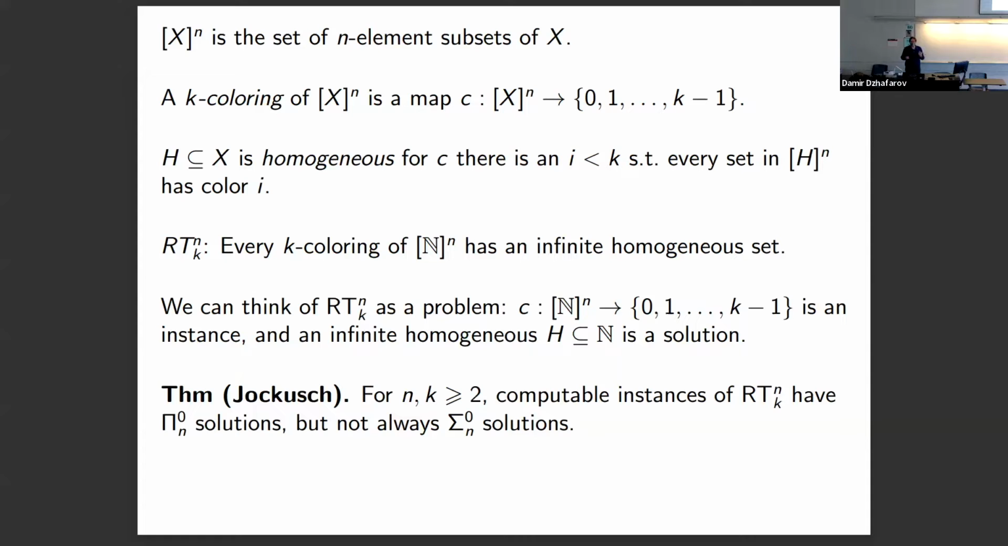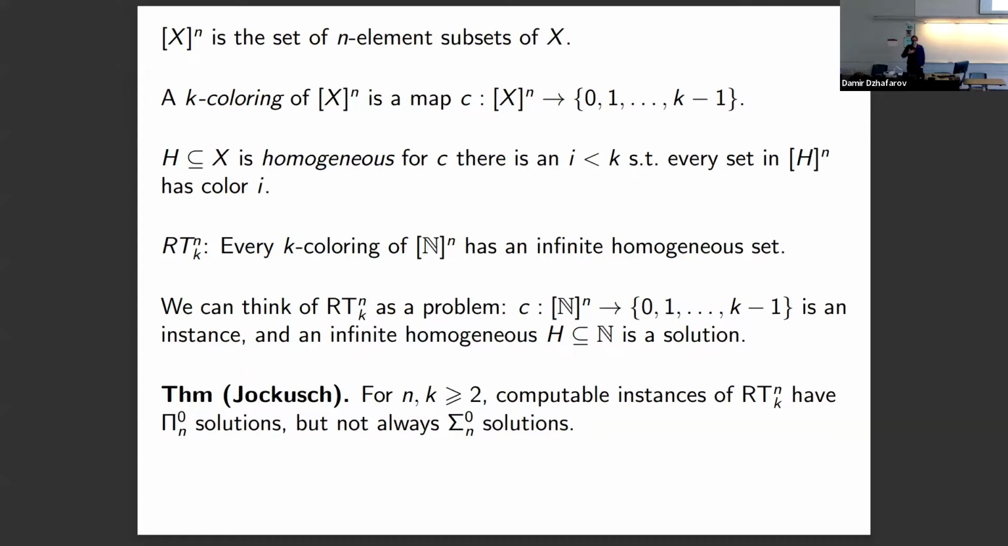I think it's a really interesting question whether that's really necessary. Is there some way of doing it that avoids that? What Carl really showed is that no, there is no way to avoid that. Starting with n equals 2, if you have a computable instance of Ramsey's theorem for n tuples and K colors, then you always get Pi^0_n solutions, solutions at that level of the arithmetical hierarchy, but not always Sigma^0_n solutions. So it goes up in the arithmetical hierarchy in a very precise way. In computability theoretic terms, it goes up one jump at a time, but this is a little bit more precise.